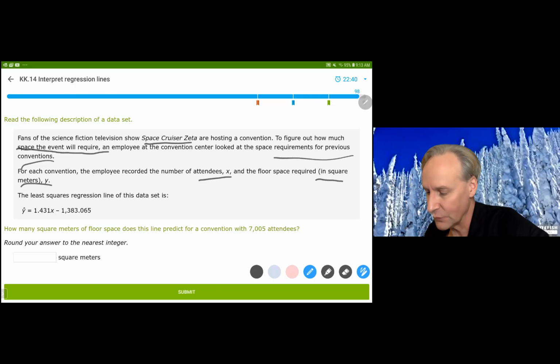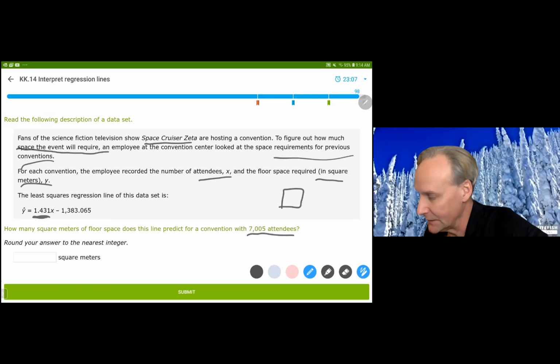So Y is the square meters, which does seem like it would be a positive. In other words, for each extra attendee, you need 1.4 square meters of space, which kind of makes sense. A square meter is about a 3 by 3 foot area. Now, in today's world of 2020 and social distancing, this would actually change, wouldn't it? So anyway, something to think about.